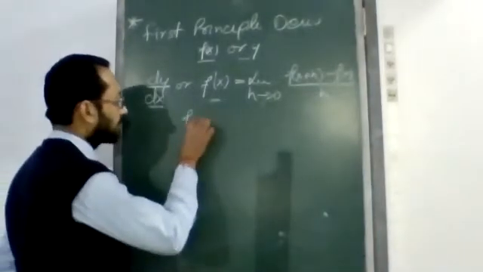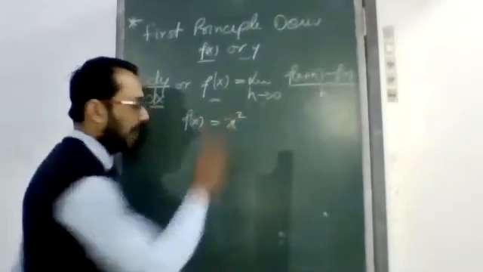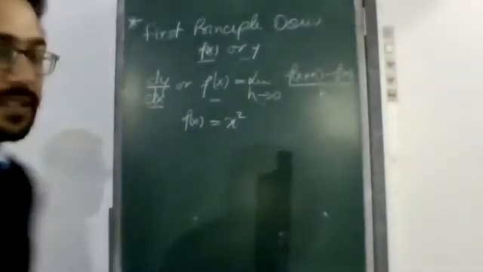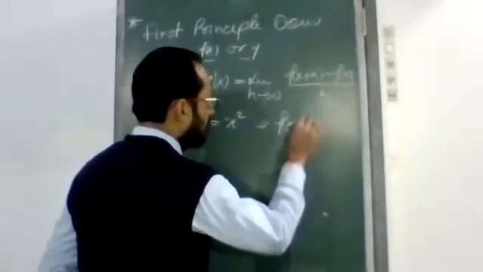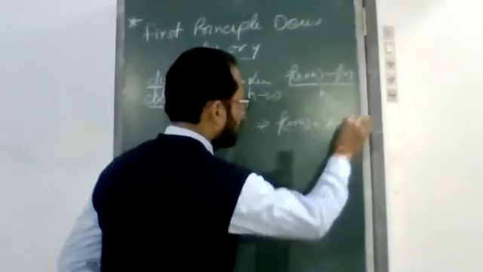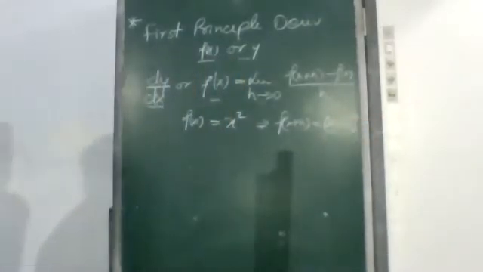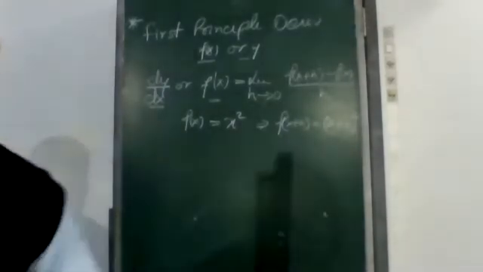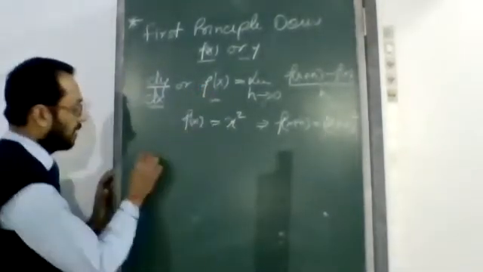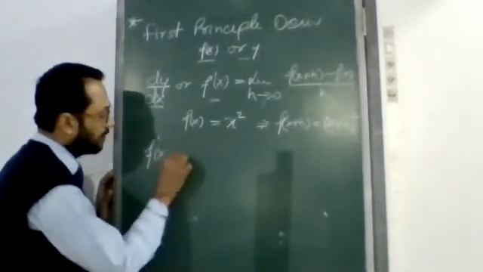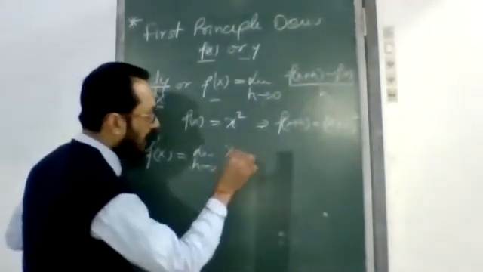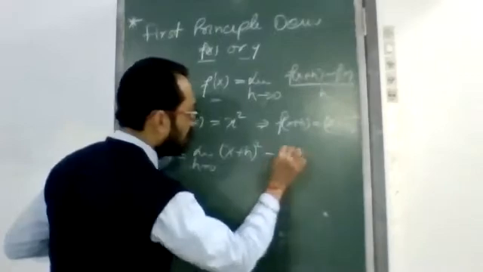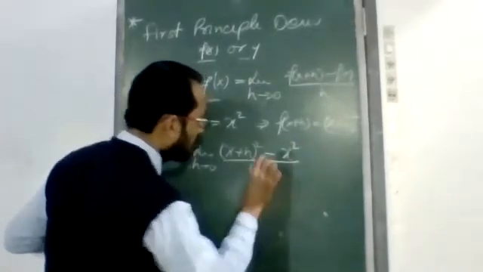Now a simple question I'm taking: f(x) is given as x square. If f(x) is x square, that implies f(x plus h) will be (x plus h) whole square. So now let us put the values into the formula. For calculating the derivative, it is limit of h tends to 0, f(x plus h), that is (x plus h) whole square, minus x square, whole upon h.